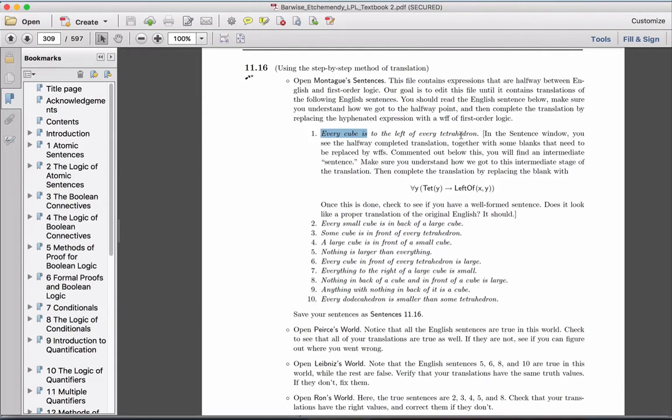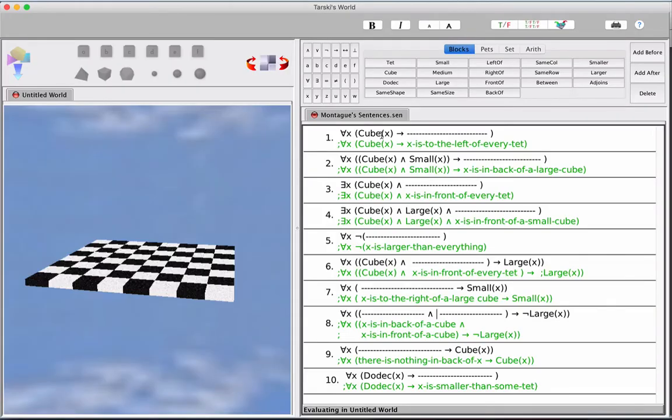Okay, so that said, let's take a look at the sentence file again. Okay, so every cube, and then we're going to fill the rest in, is to the left of every tet. So let's start with how many tets we're talking about. Every, oops, sorry about that. Every thing, if that thing is a tet, then all the cubes, so x, are to the left of them.